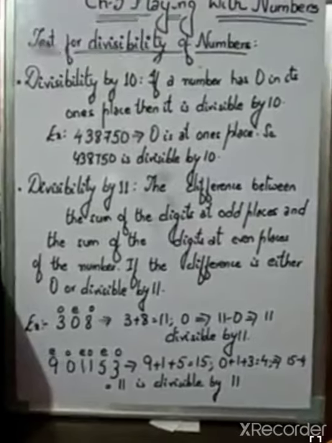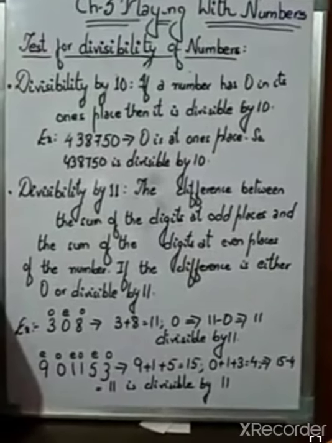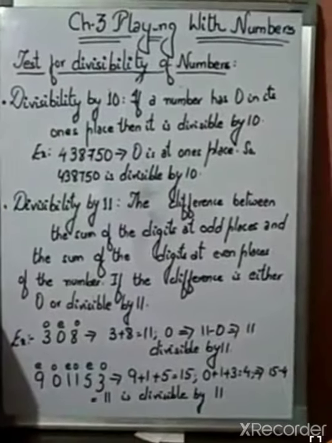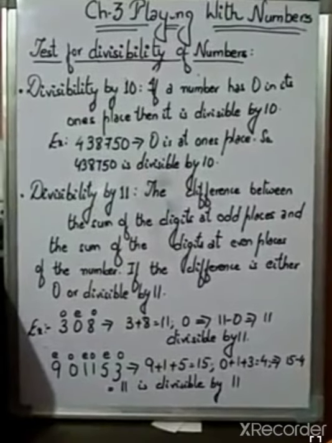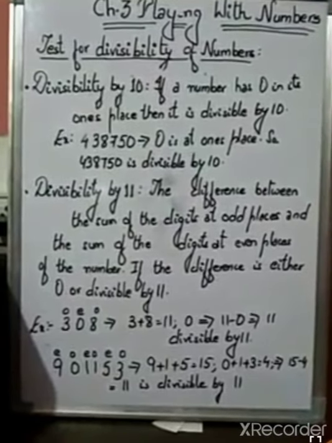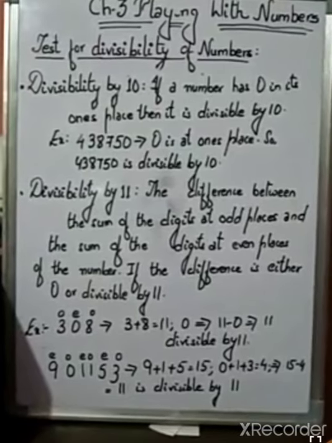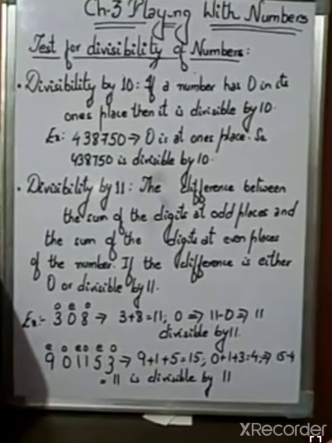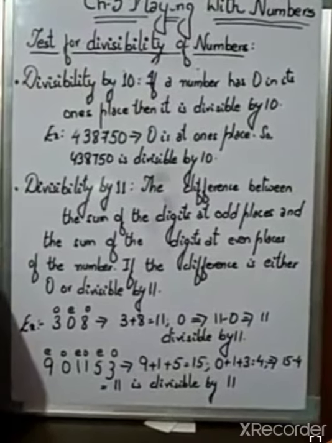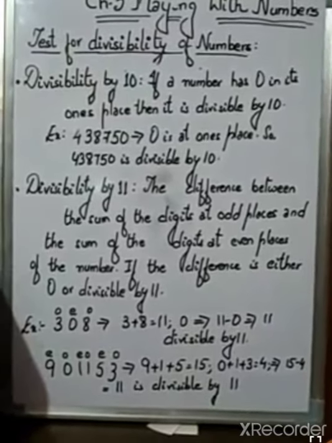Now, let's check for the divisibility by 10. If a number has 0 in its ones place, then it is divisible by 10. We just have to see the ones place only. Like in this number, we are having 0 at the ones place. So this given number is divisible by 10.